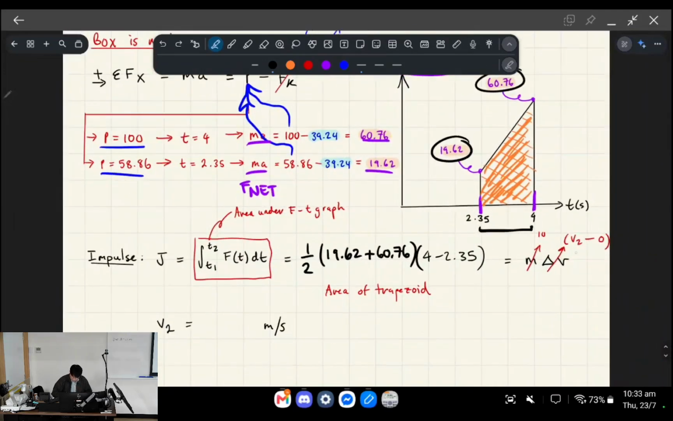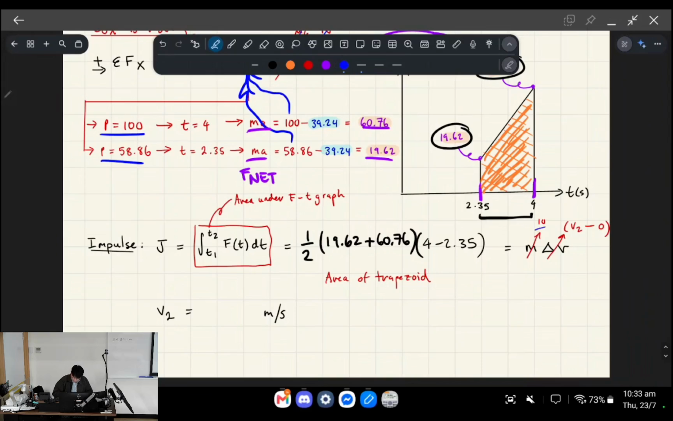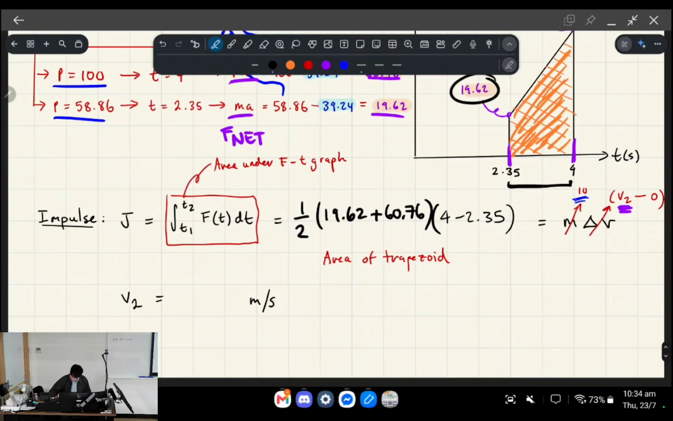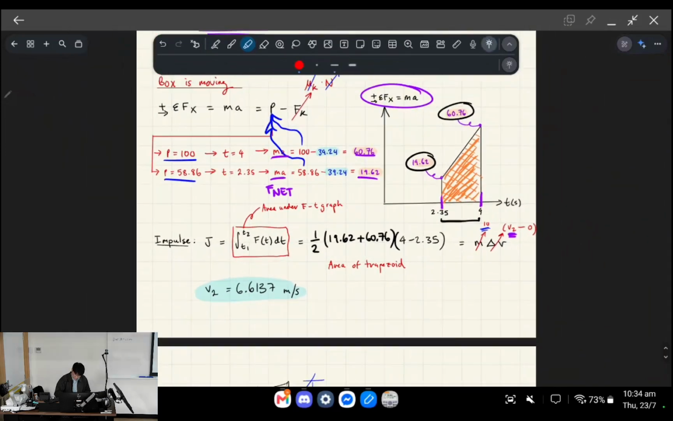So that is all going to be equal to m times delta v, and that's just the impulse formula. We know the mass is 10, and we don't know the final velocity, but the initial velocity is 0 because the box was still at the start of the question. So all we need to do is solve for v2 now, since we know everything else, and we find that v2 is this. So now we've worked out the final velocity of the box after 4 seconds of pulling.